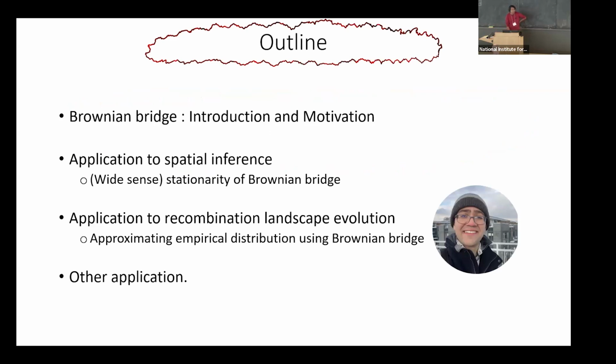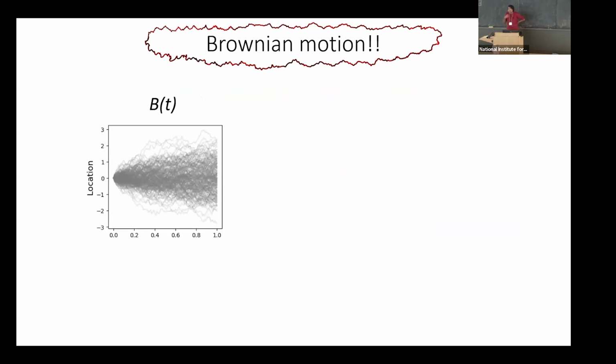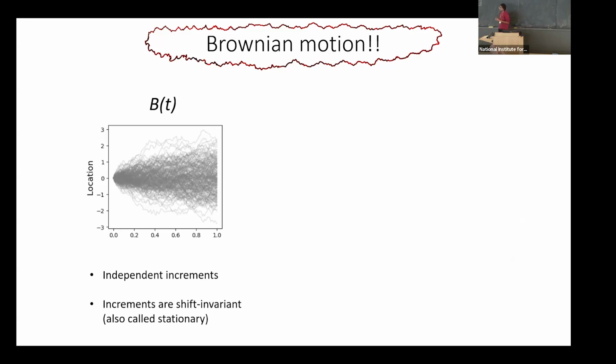So okay, let's start with the basis of it, which, as the name suggests, is Brownian motion. Just as a recap, it's an object we have all encountered at some point in our eco-evolutionary lives. You start at some location, and you move with normal increments that are nice because they're independent and stationary. What that means is that if you take two intervals of the same length, the amounts you move are identically distributed, and they're independent of each other as long as they don't overlap.